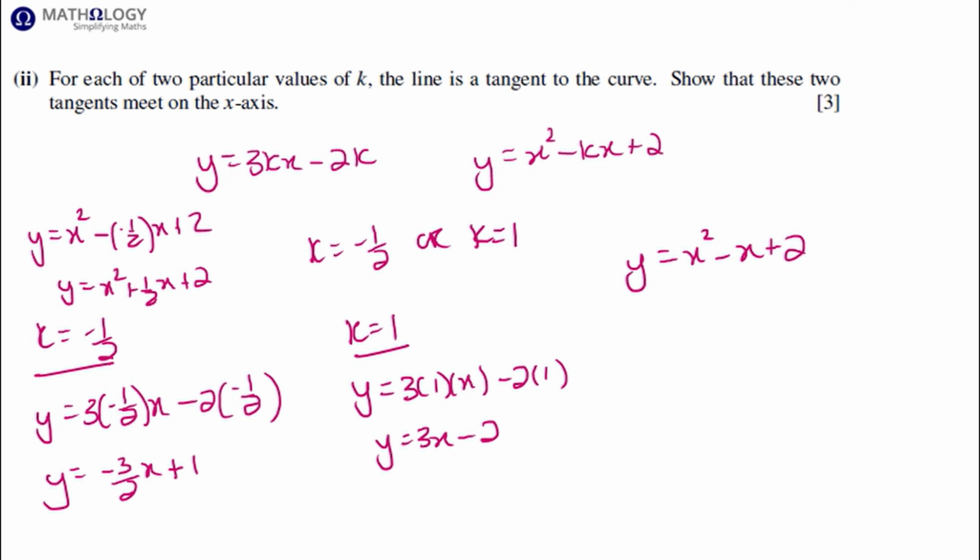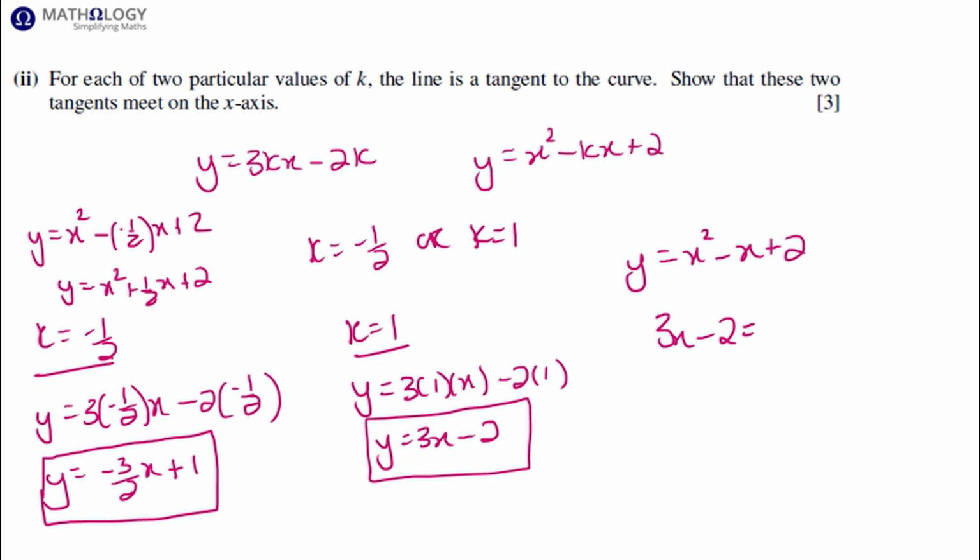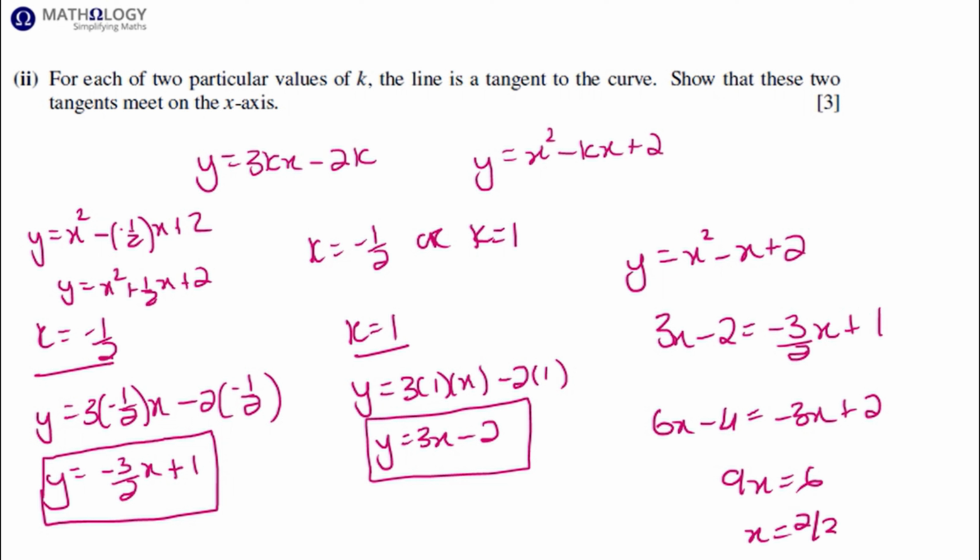So this is the one tangent, and that will be the other tangent. So we need to equate these two. So 9x equals 6 and x equals 2/3. Now if we substitute 2/3 into either of these equations, we should get y equal to 0 because that will imply that the two tangents meet on the x-axis where y values are 0.